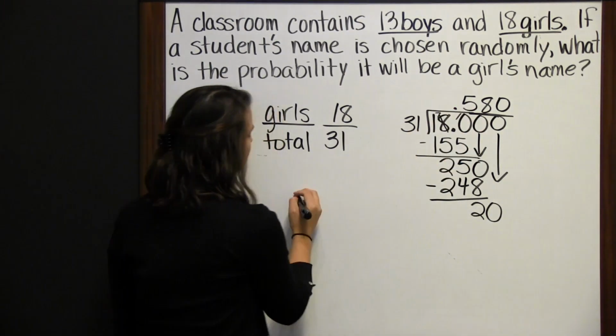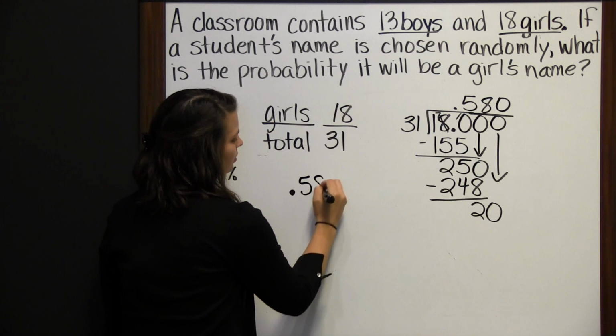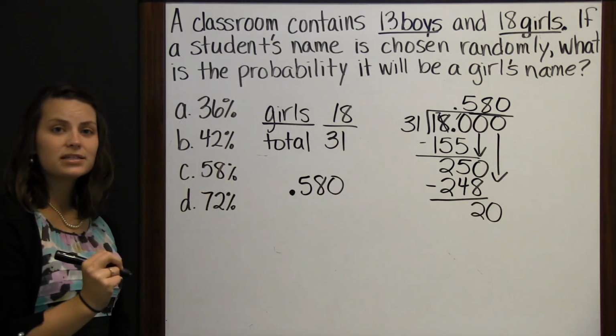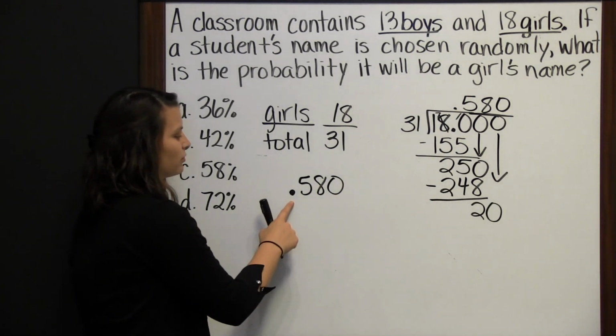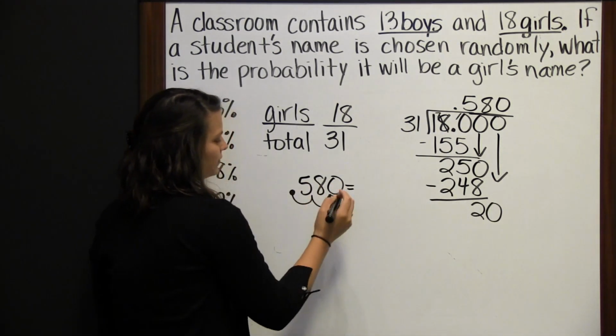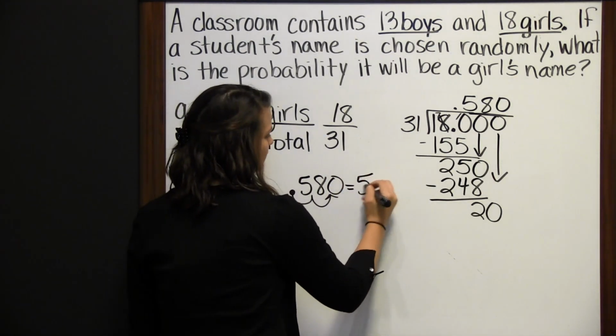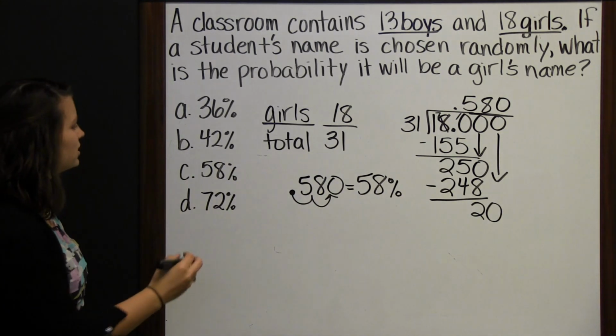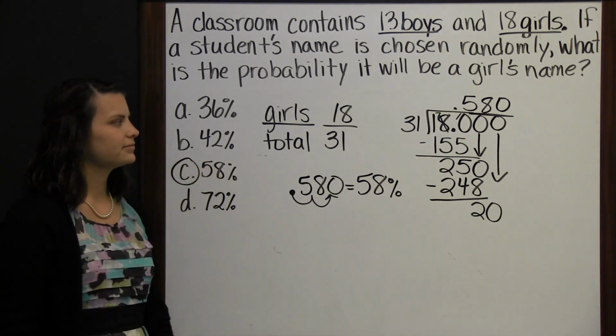And to change our decimal into a percent, we just move our decimal 2 places to the right. So 58 hundredths is equal to 58%, which is answer C.